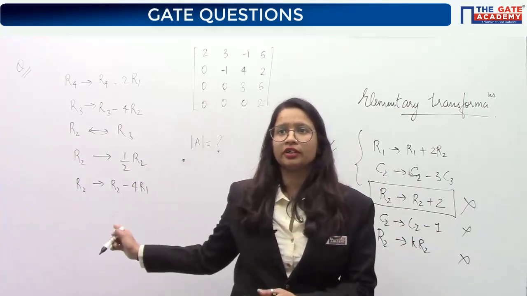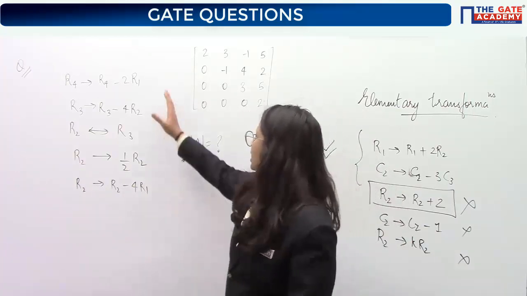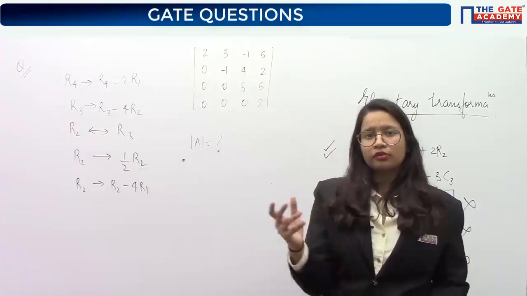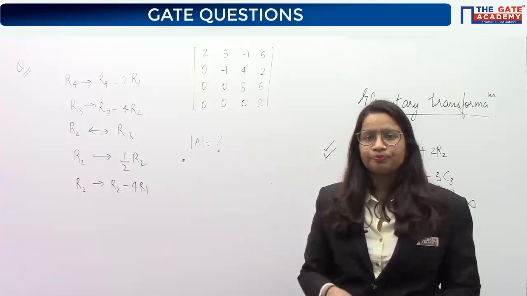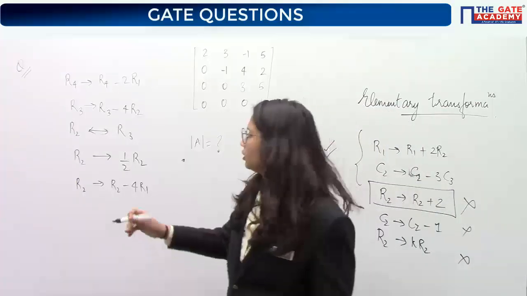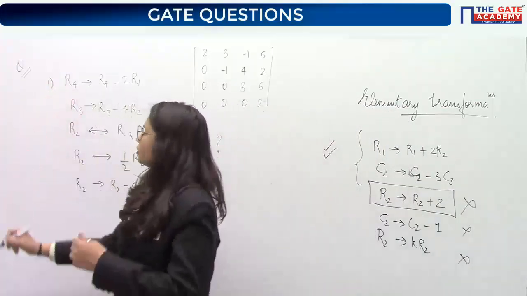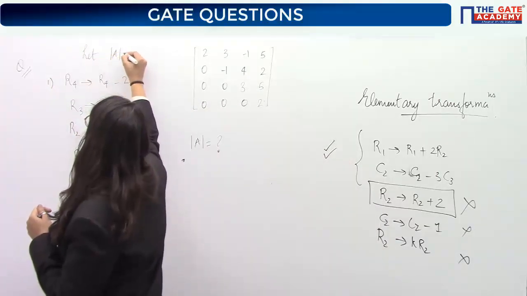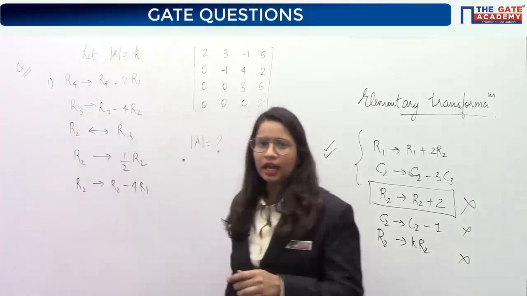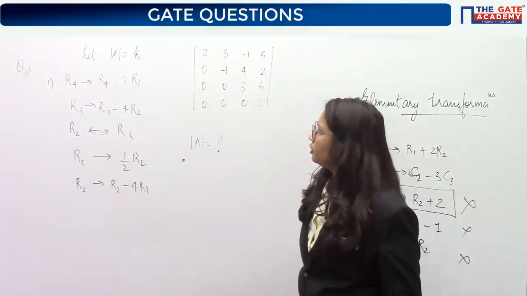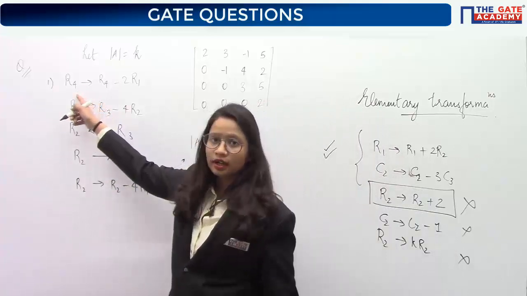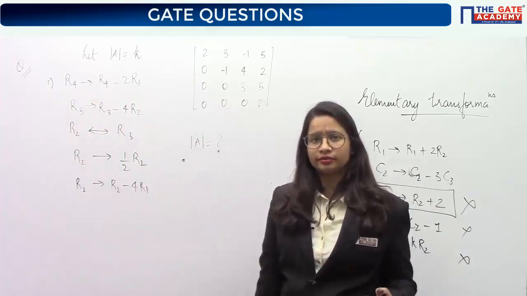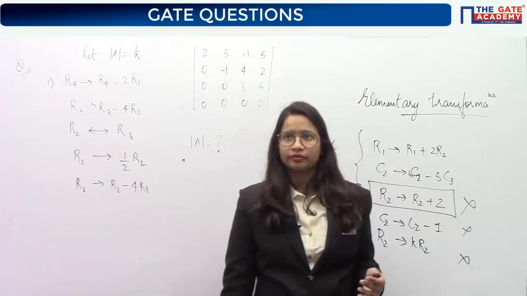So what is the logic for this question? We will see how many of these are elementary transformations and which ones are not changing the determinant. Let's see. Say this is the first operation, and let's assume initially the determinant of A is k. Can you tell me what the determinant will be after applying this operation? Will it be k, or will it change?